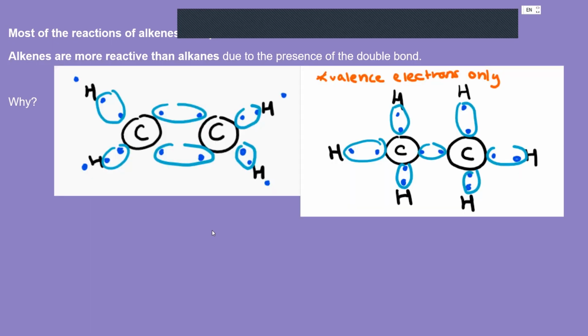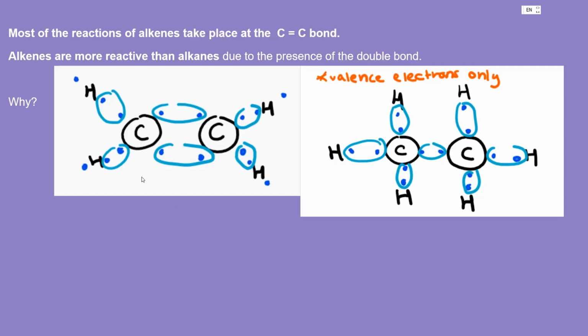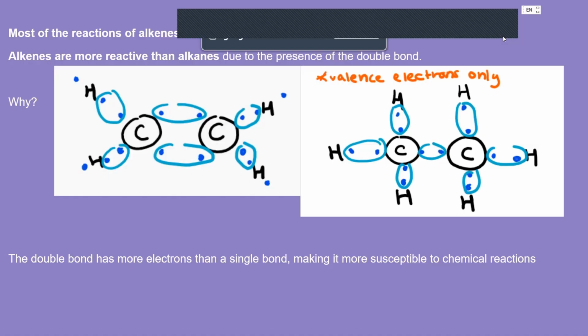Here we have two molecules. One is ethene and one is ethane. We have only drawn the valence electrons for ease of viewing. You can see here that this carbon is attached to another carbon in a double bond, whereas this carbon is attached to this carbon by a single bond. And we can see immediately that one of them is more reactive because the double bond has more electrons than a single bond.